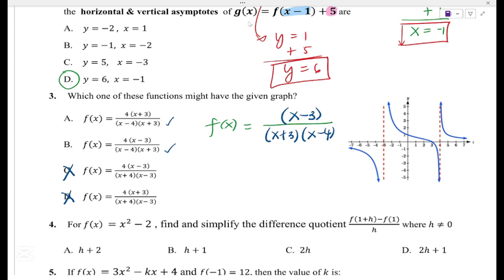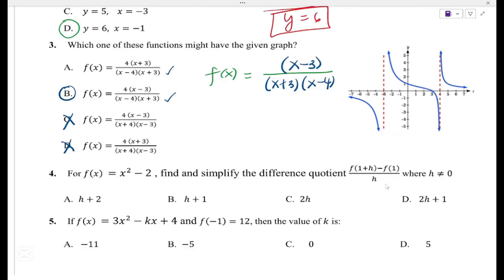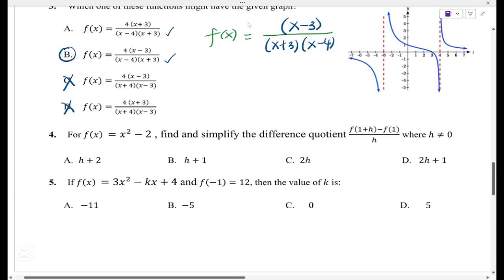And from A and B, the answer is letter B, because in letter A, the numerator is x plus 3, which is not correct. Then for number 4, for f of x equal to x squared minus 2, find the difference quotient. So let us try to shift this question to the other side so we will have more space.